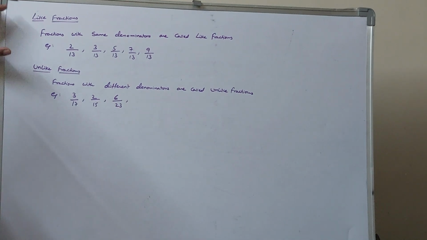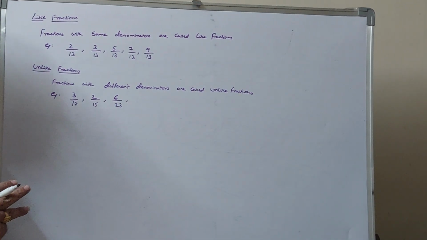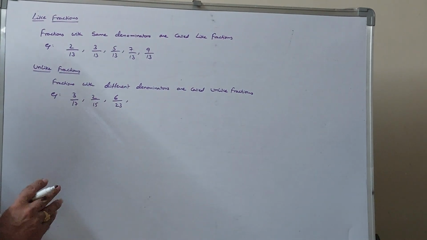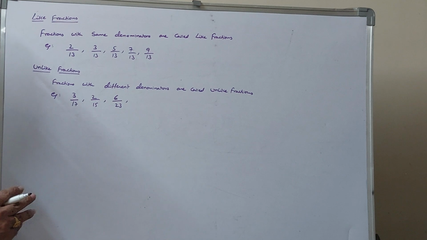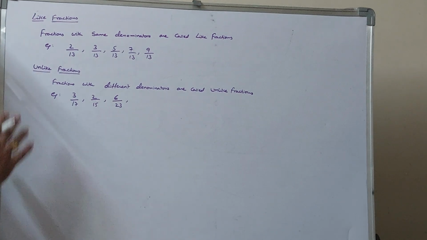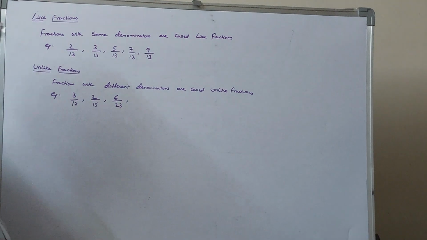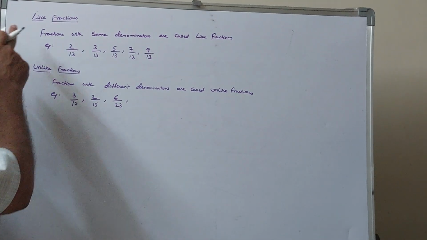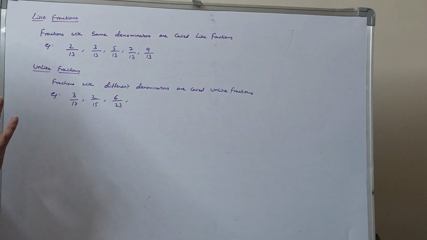Okay? Today what we have covered is equivalent fractions, and one important topic is cross multiplication. The third is how to get a fraction in lowest terms, and the next is like fractions and unlike fractions. We have read all these things today. So like fractions, unlike fractions, you understood now.